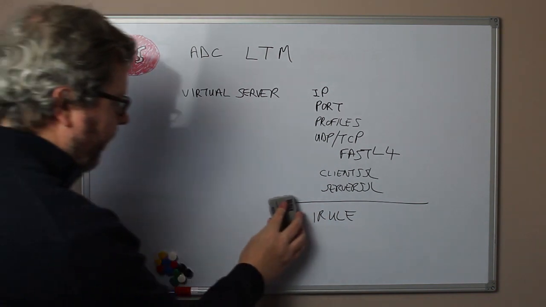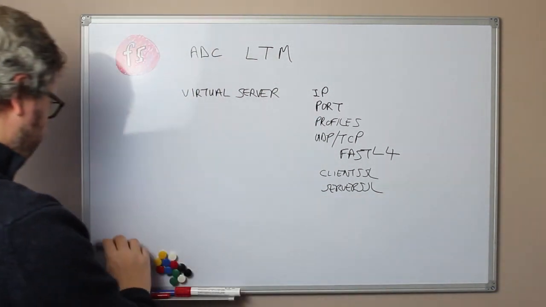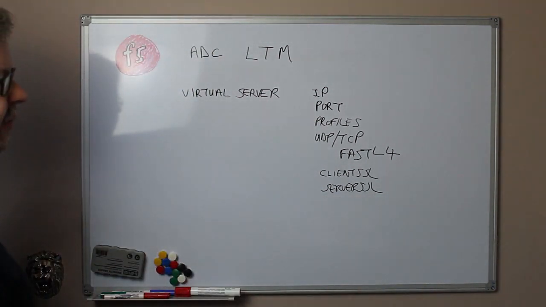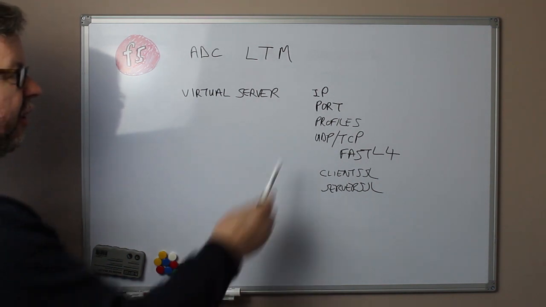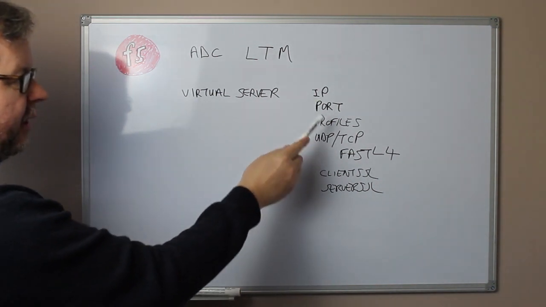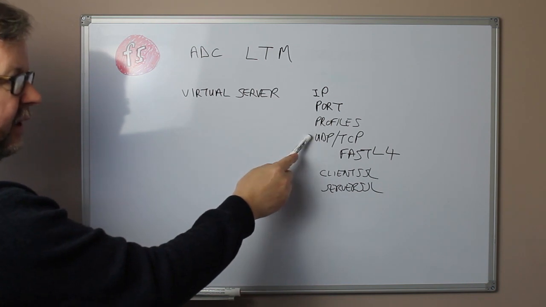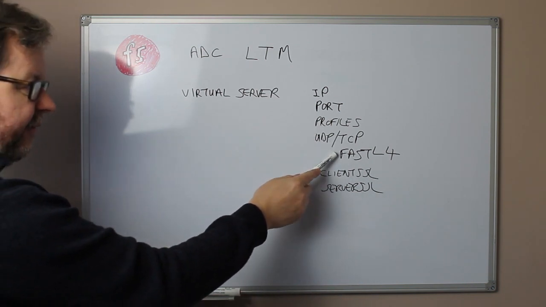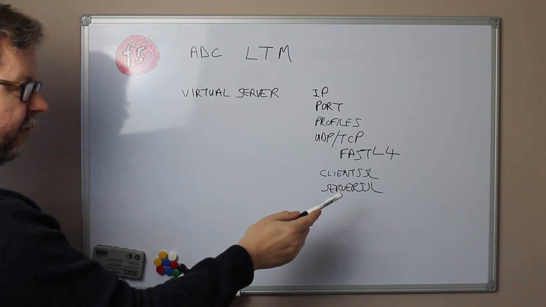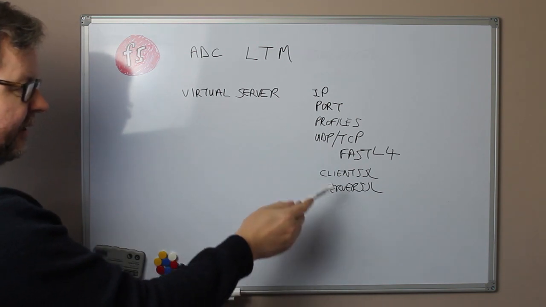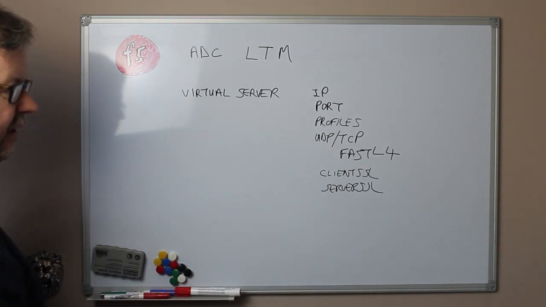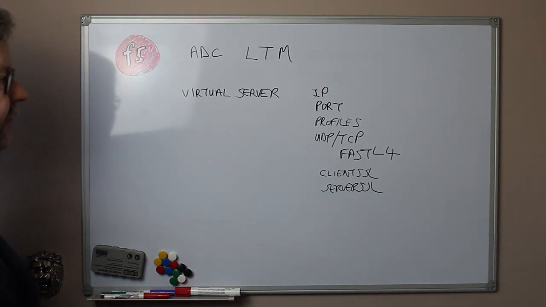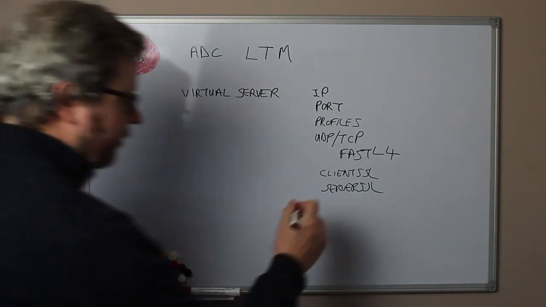For the moment, the takeaway attributes to consider for virtual servers are IP address, port number, profiles, UDP, TCP, various TCP profiles you can go for, the client SSL and the server SSL settings if you require them. There is of course as well a persistence profile which can sometimes be handy.